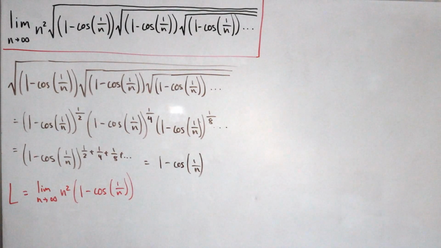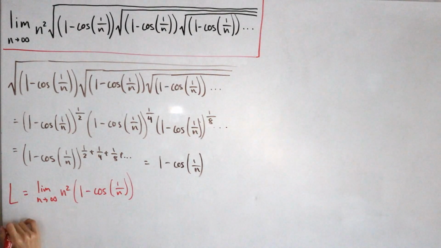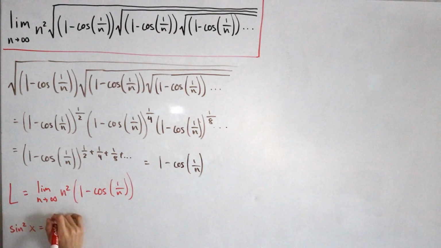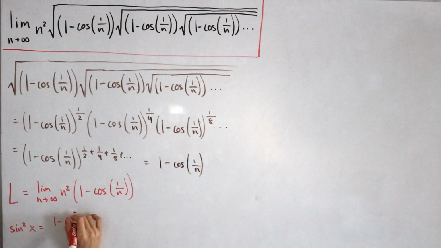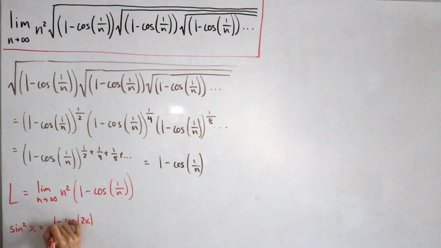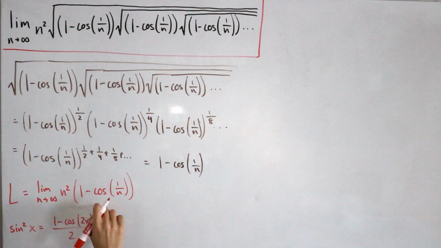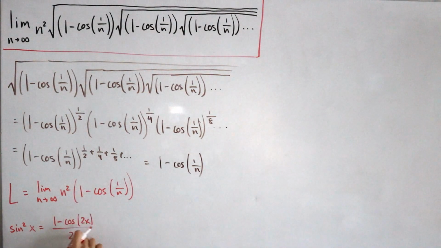Now we're using a little bit of trigonometry, some trigonometric formula. Specifically, the power reduction formula says that sine squared of x equals 1 minus cosine of 2x, divided by 2. Because we have a form of 1 minus cosine of some input, we treat it in that sense.